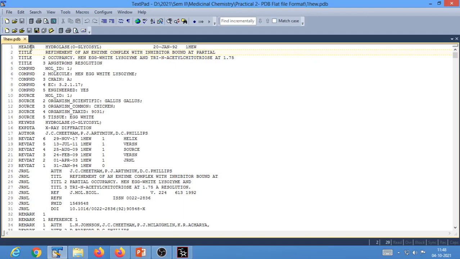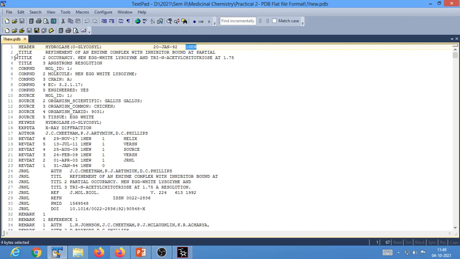So the very first and usual keyword that is present in any PDB file is the HEADER. The line that begins with the keyword HEADER is called the header line. The header line would give you information like when that molecule was deposited in the Protein Data Bank, and what its unique identifier is.